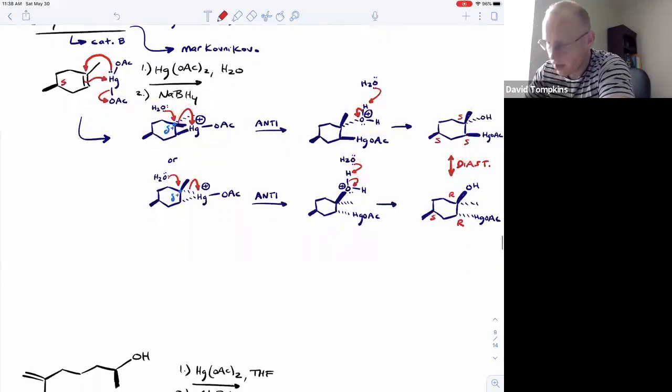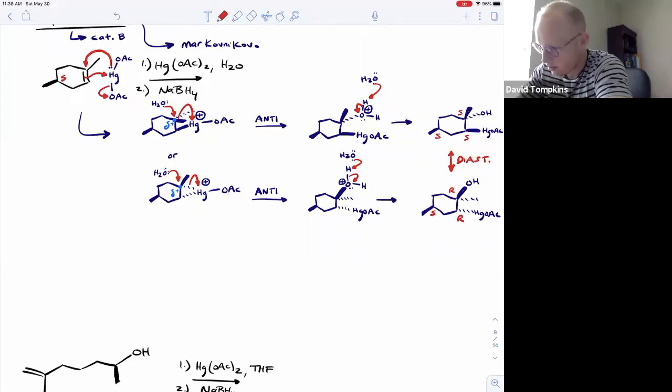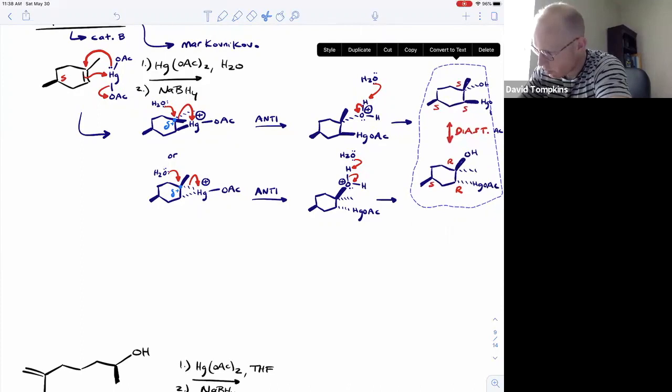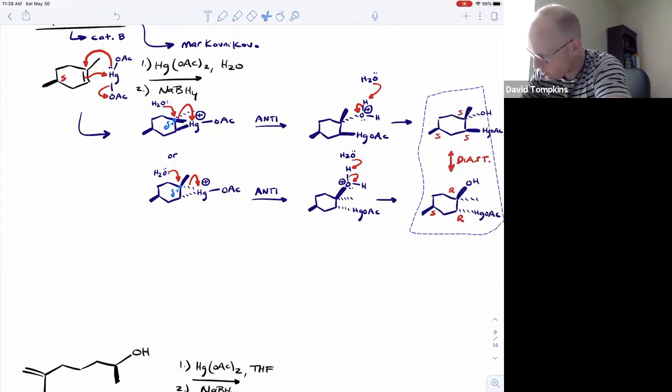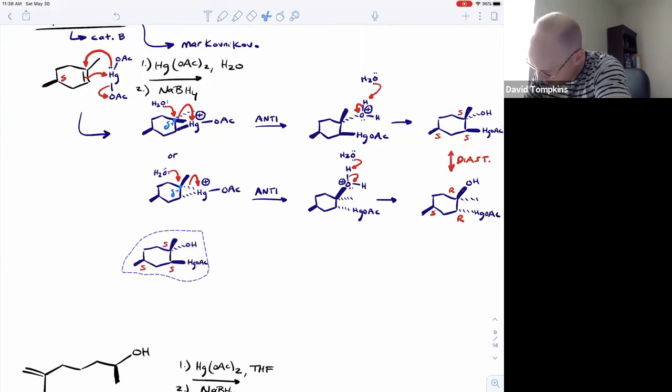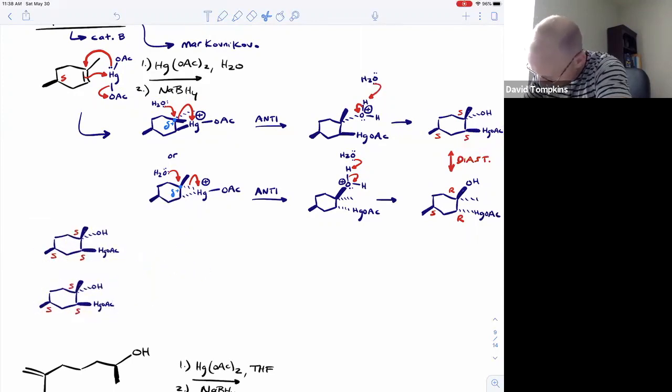However, oftentimes we are not interested in having mercury in our final organic product, and we will go on to do a second step of reduction to remove that mercury. So let me show you the reduction step. And I'll just resketch these 2 diastereomers below, where OH and mercury are trans in both products.